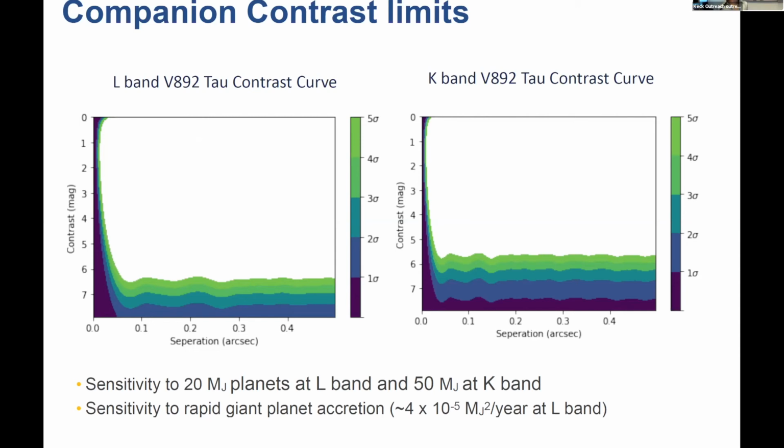We also find that we're sensitive to rapidly accreting giant planets, and we find that at L band, we are sensitive to very rapidly accreting Jupiter analogs and slightly less rapidly accreting 10 Jupiter mass planets. We also characterize AO performance for the night, and we compare our contrast to contrast curves from data with the Shack-Hartmann wavefront sensor. And we find that with the pyramid wavefront sensor, we can achieve contrast about 0.5 to 1 magnitudes better.